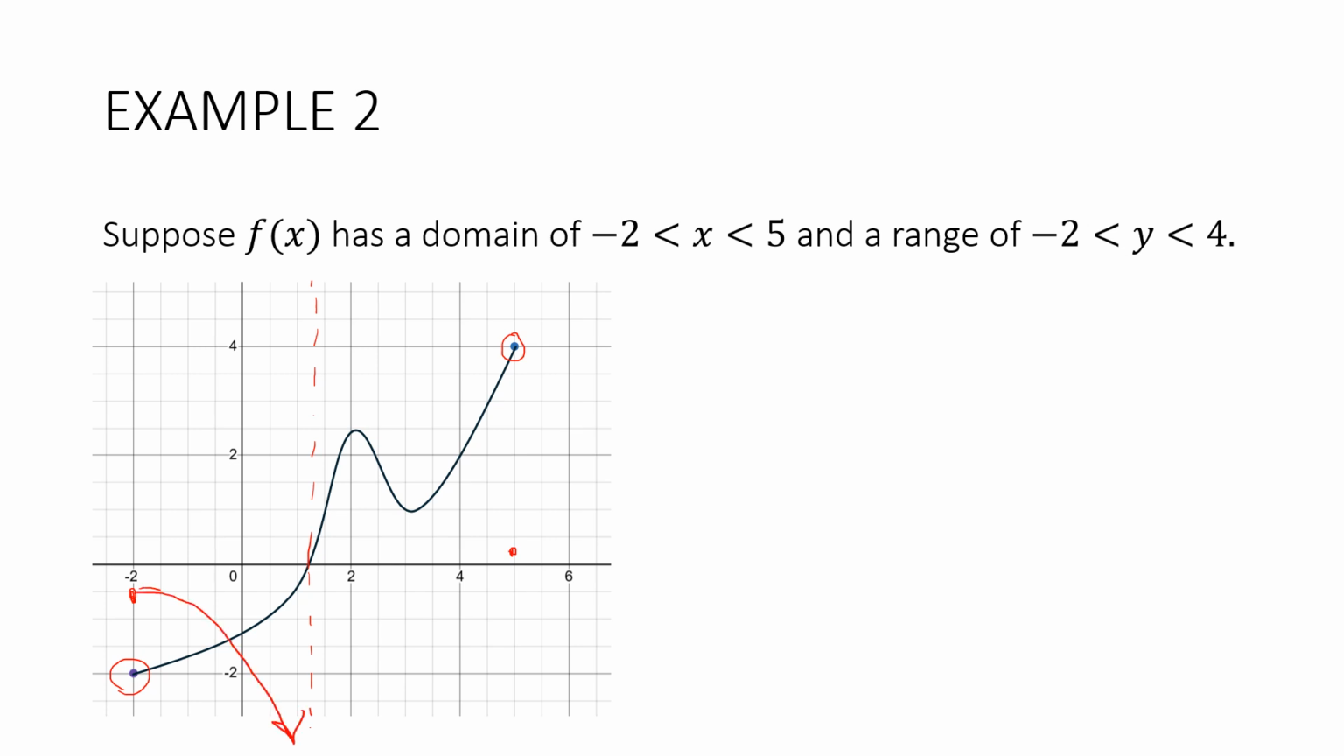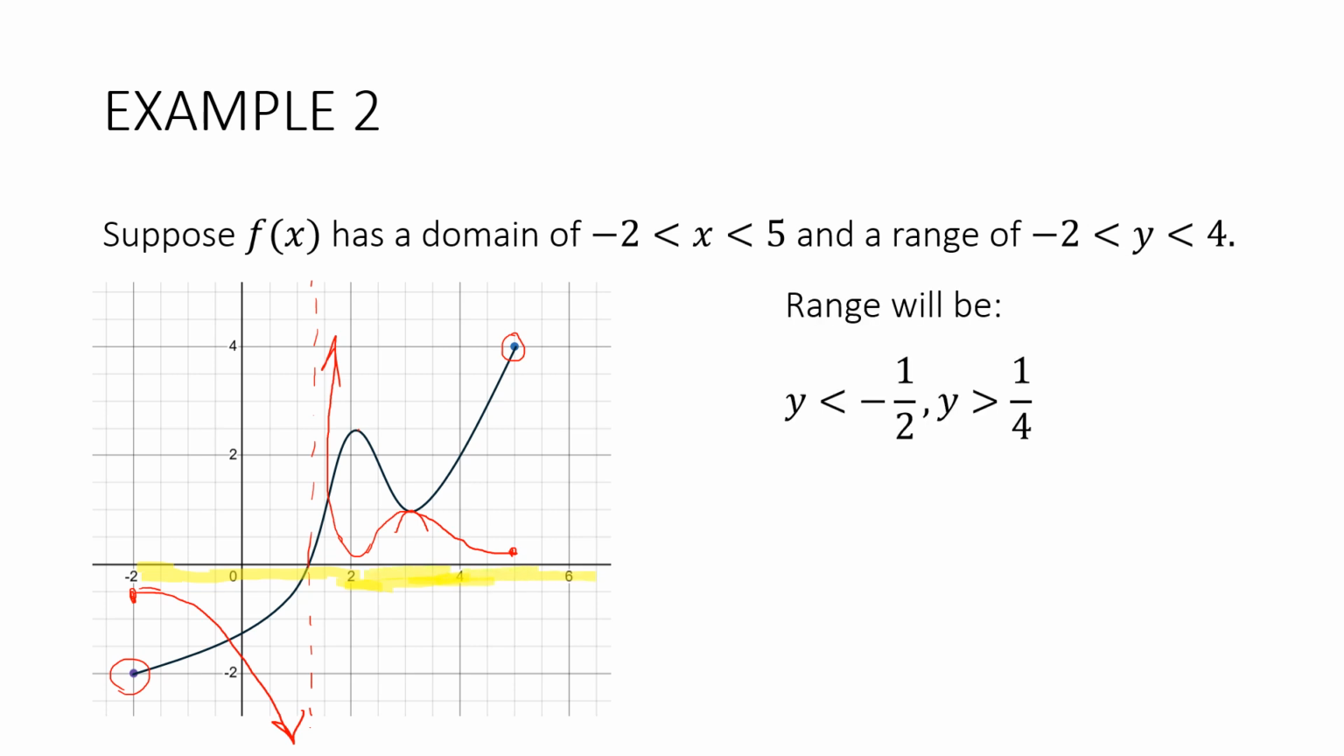This is going to become a maximum there, and we've got a minimum somewhere around here, I don't know. Something like that. And in fact, if you look at the range, the only place that it doesn't exist is in the centre here, in between -1/2 and a quarter. So our range is going to be y < -1/2, y > 1/4.